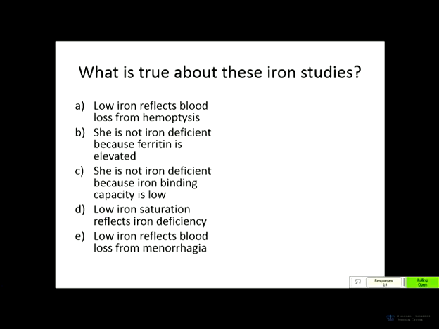Again, I'll repeat them. The serum iron was 20, which was low. The serum iron binding capacity was 200, which was low. The iron saturation was 10%, which was low. And the ferritin was 400, which is high.